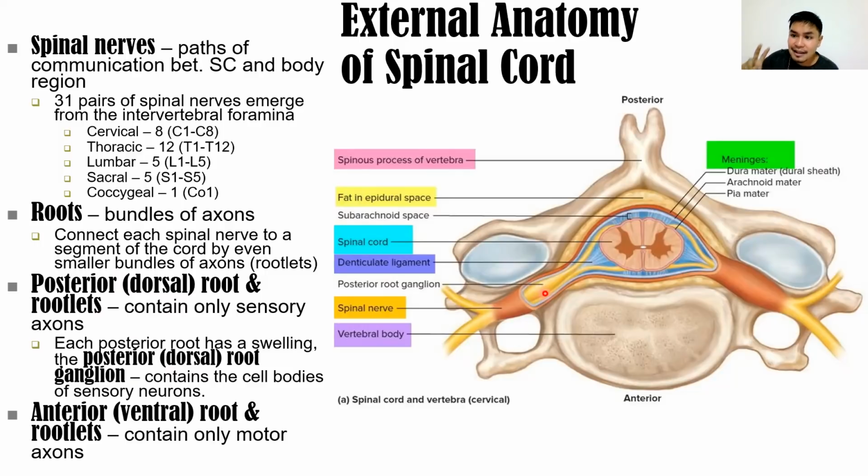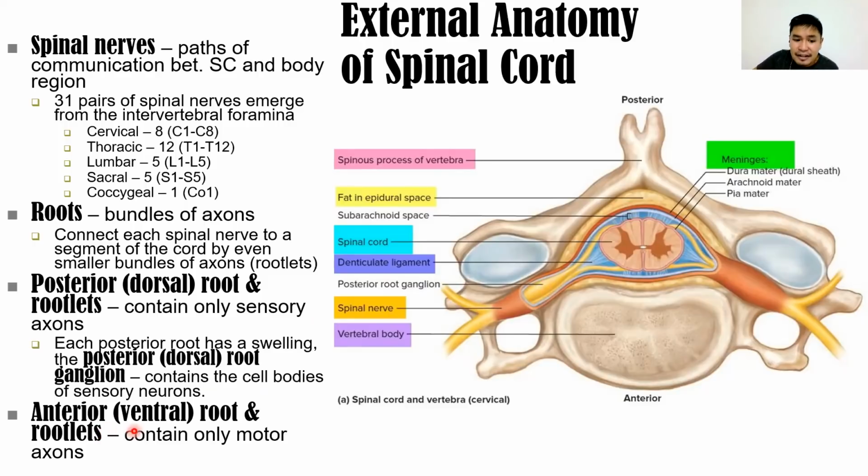Remember the name ganglion is a collection of cell bodies that are located outside the central nervous system. It's located in the peripheral nervous system. Ganglion contains cell bodies of sensory neurons. It's like the ganglions are relay centers. So your posterior or dorsal, same lang yan, sensory and dorsal. Posterior root and rootlets contain only sensory, and then it has a posterior root ganglion.